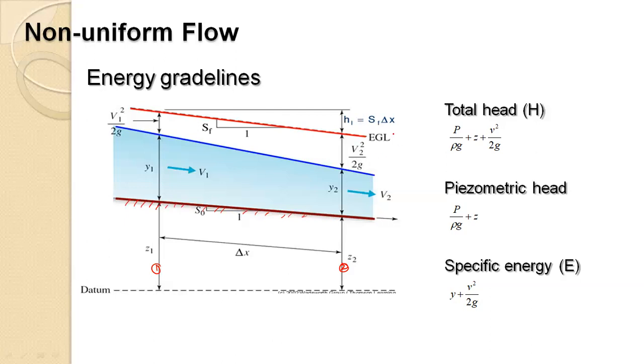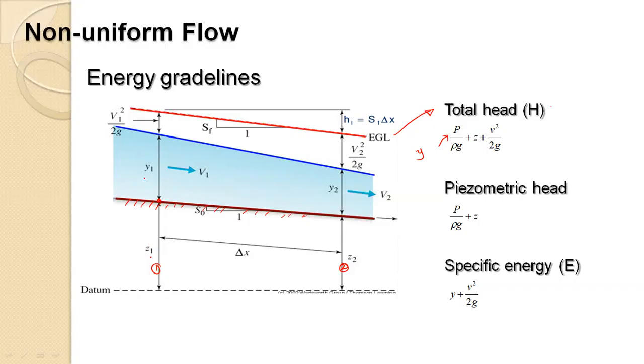The energy grade line is a representation of the total head. If this is the datum, and I take a point here, the total energy at this particular point at the channel bottom would be Z1 plus Y1. The water depth, the pressure head at the bottom, would be Y.